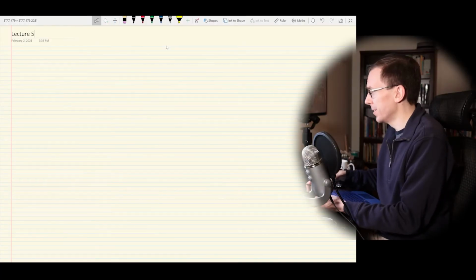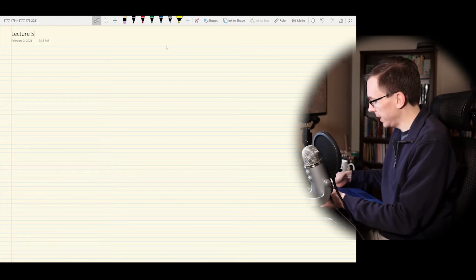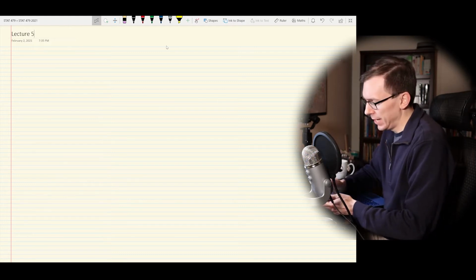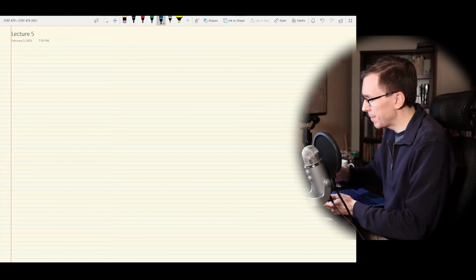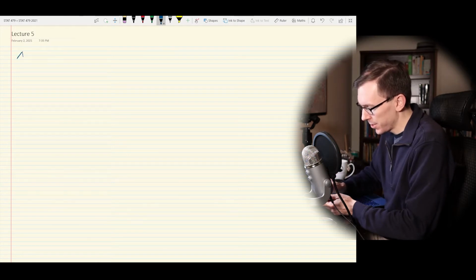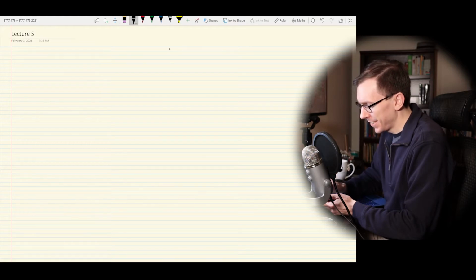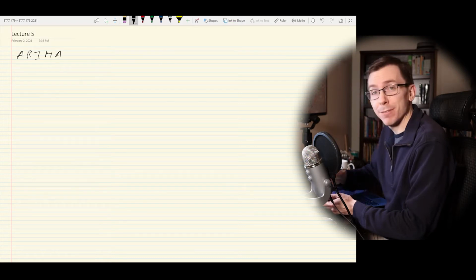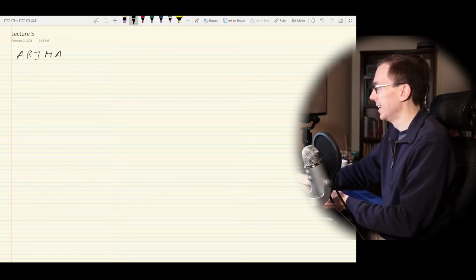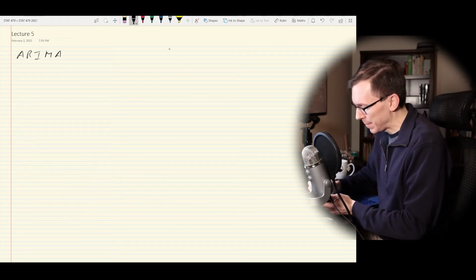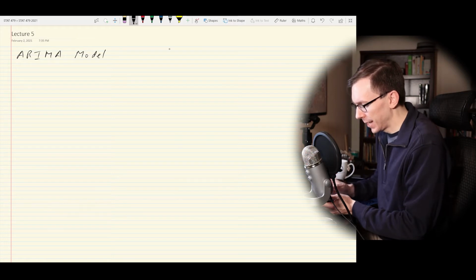So the overview, and this is section 2.3 in my lecture notes, is we're going to look at ARIMA models. We're going to break this into pieces and try to figure out what each piece is doing, because we haven't actually discussed what an ARIMA model is yet. So the first thing we're going to discuss is the AR piece.